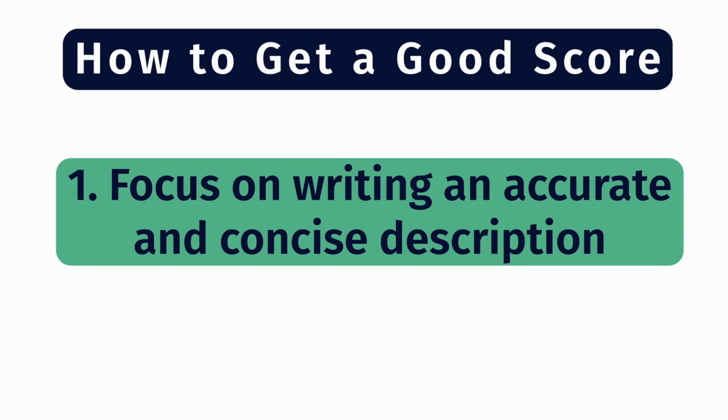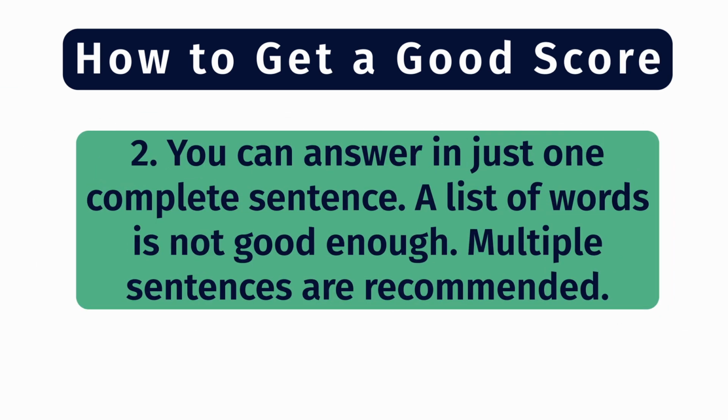So the first thing to do in this question type is focus on providing an accurate and concise description. It must be accurate, it has to describe what is really in the photo, and it must be concise, that means quite short, because you only have 60 seconds. Now you could answer in only 1 sentence. Definitely it needs to be at least 1 complete sentence. If you just put bullet points or a list, that's not good enough. But better answers will have multiple sentences and be a little bit longer than just 1 sentence.